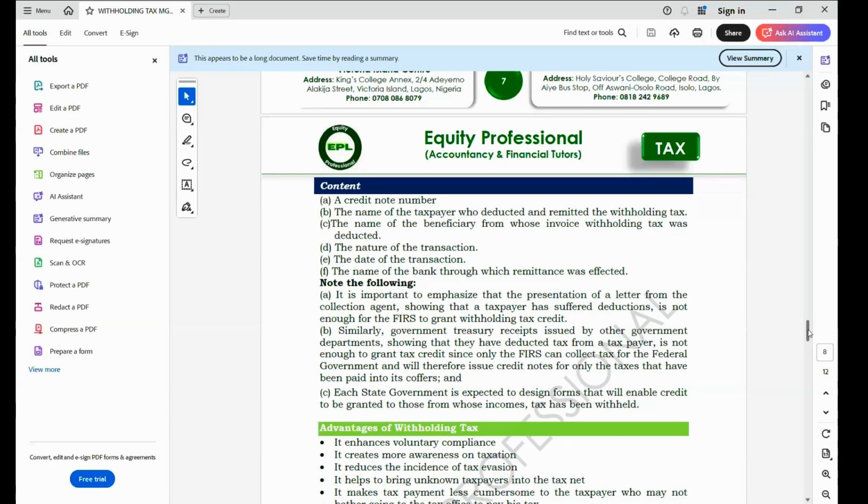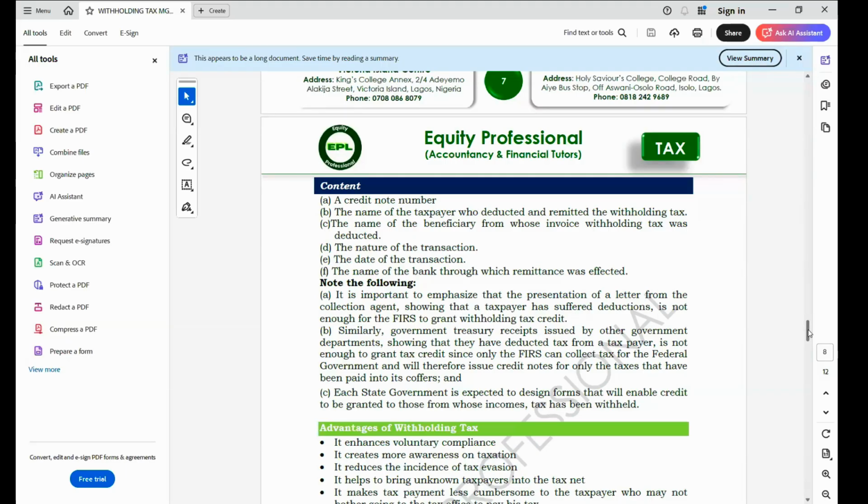The credit note number, there must be a number. The name of the taxpayer who deducted and remitted the withholding tax. The name of the beneficiary from whose invoices withholding tax was deducted. The name of the relevant tax authority will also be there. The nature of the transaction, date, name of the bank through which remittance was made, the amount of withholding tax suffered, the gross amount. So all that information is also included in the payment schedule, some of them are also part of the credit note.